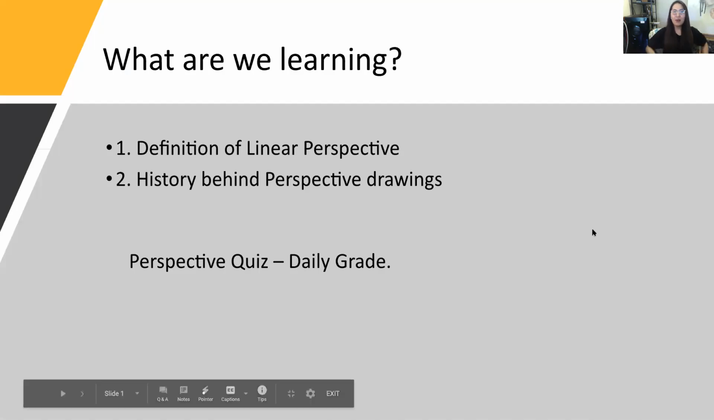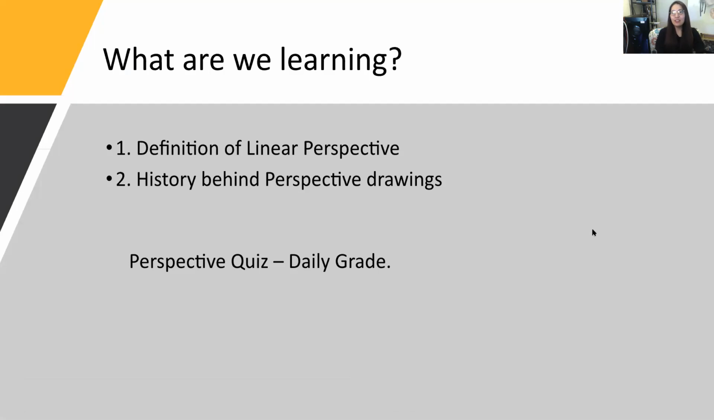All right, so today we are going to learn about the linear perspective technique, its usage, and the history behind perspective. By the end of this lesson, you should be able to understand and distinguish three major elements that make a successful linear perspective drawing, which are orthogonal lines, vanishing points, and the horizon line. And after this video, you should be able to ace your first perspective quiz.